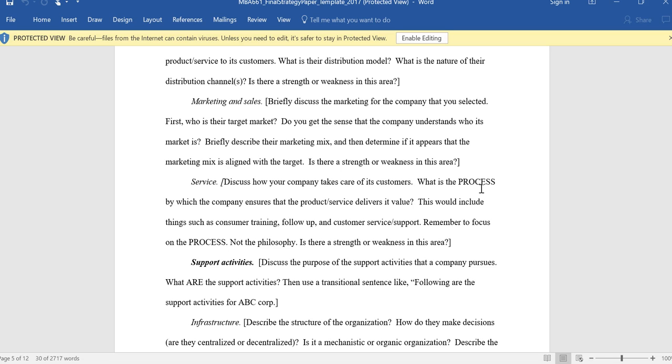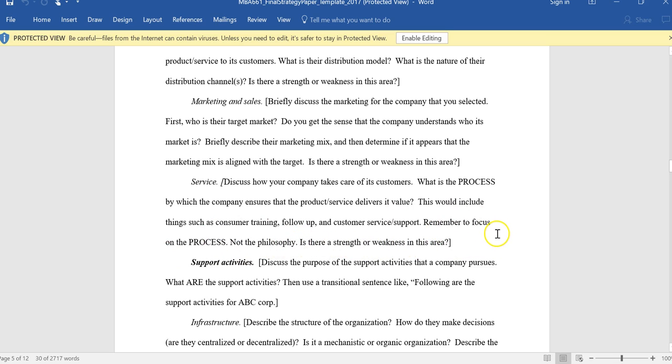So all of these things are like the indoctrination process, training consumers how things actually happen. What happens in the relationship once someone actually buys something? That's the beginning of the relationship, right? What is the customer service and support? What are those processes? Focus on process and not philosophy.